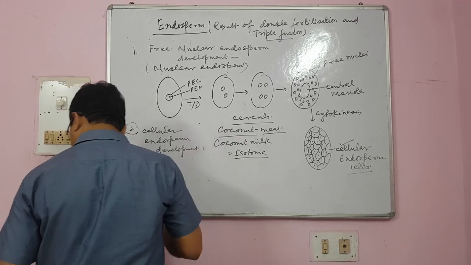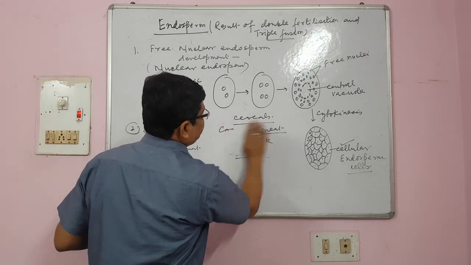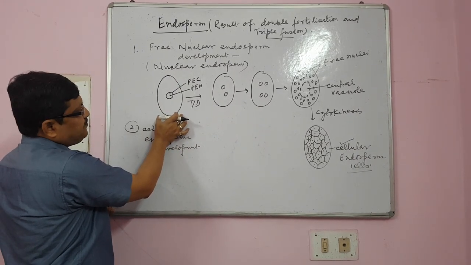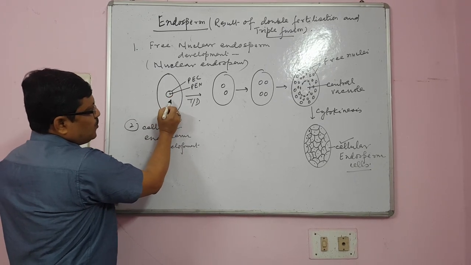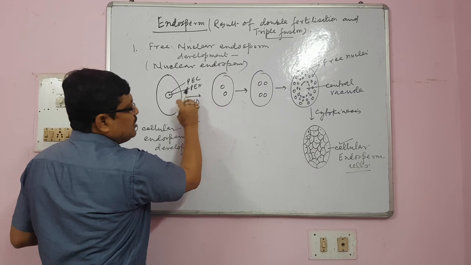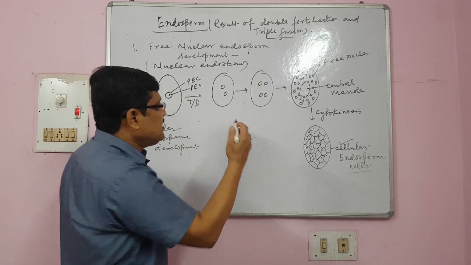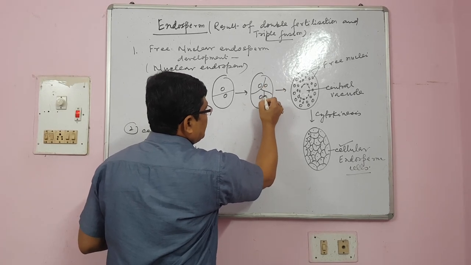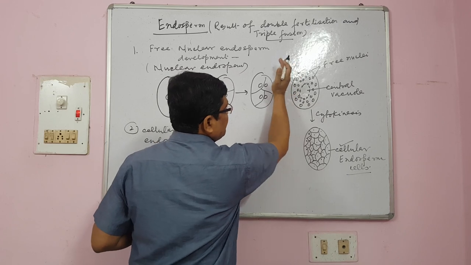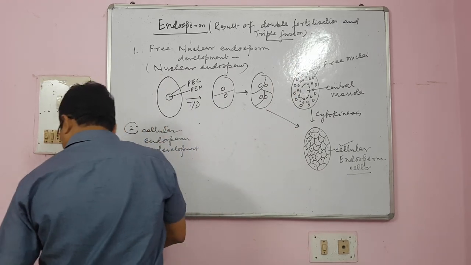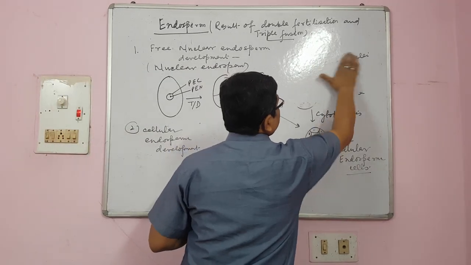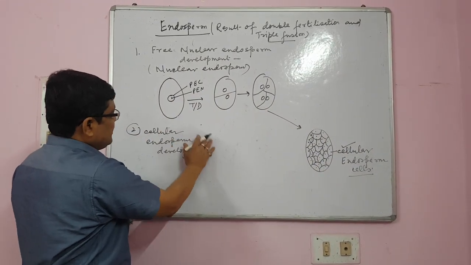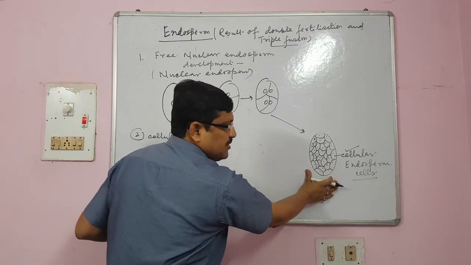In the second, cellular endosperm development, assume the same diagram. This is the PEC and PEN, and it will divide, but nuclear division is followed by cytokinesis, meaning it will divide and then both cells are divided. After that, four cells are formed, and this step directly comes here, so this step is vanished here. So this is the second method, the cellular endosperm development, and finally the endosperm is formed.